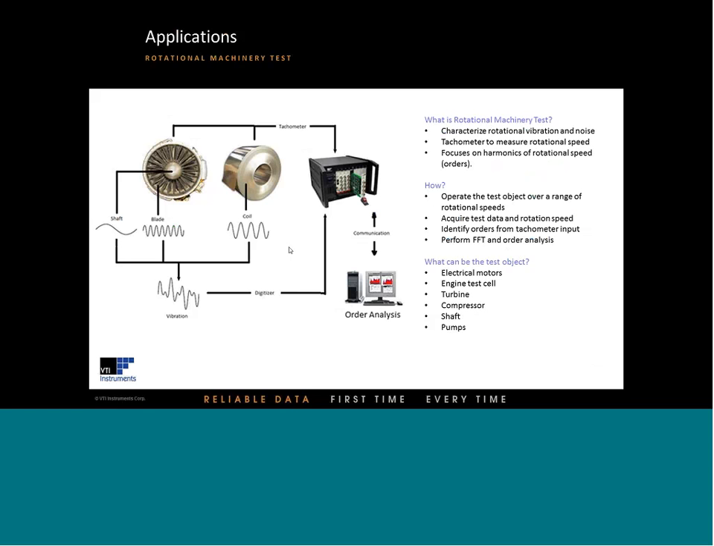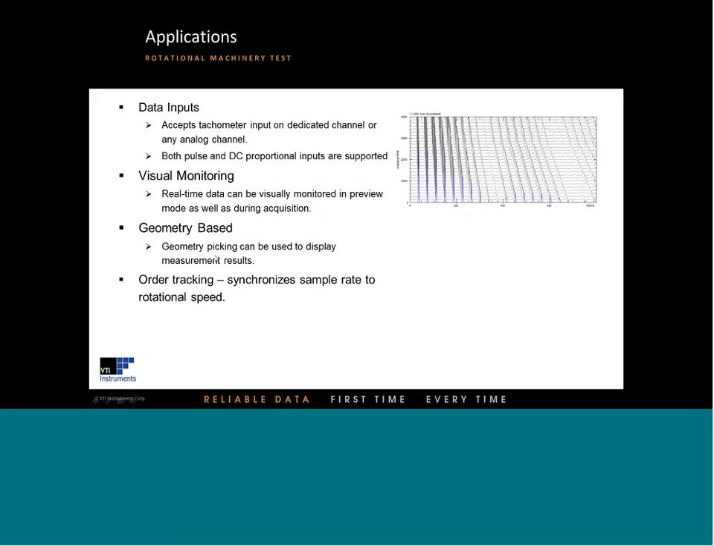Testing is done by operating the machinery over a range of speeds, acquiring the test data, and then identifying the orders from the tachometer input. Test for I-DEAS will accept tachometer input on a dedicated channel or on any of the analog channels using either a pulse input, where you specify the number of pulses per revolution, or a DC proportional input. Then, of course, you specify the RPM per volt.